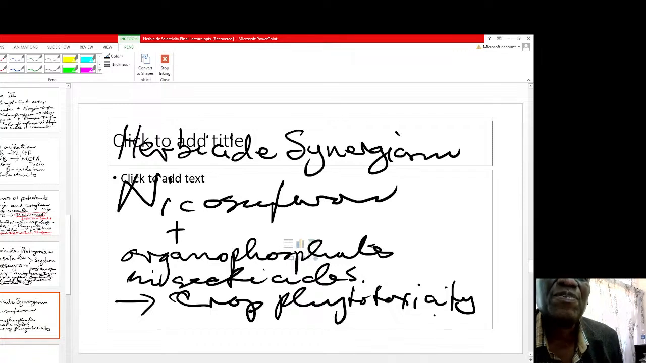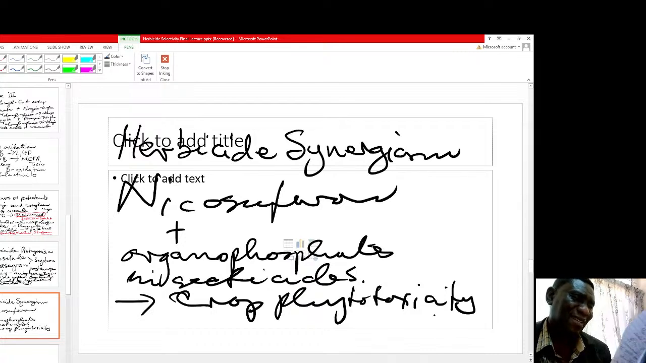There are some people who may add a bit of ammonium nitrate to glyphosate to make it more toxic. This can also be an example of synergism.